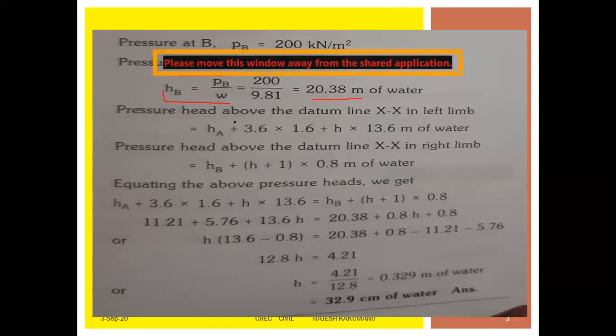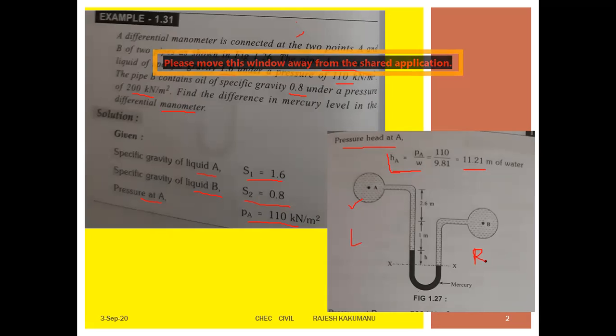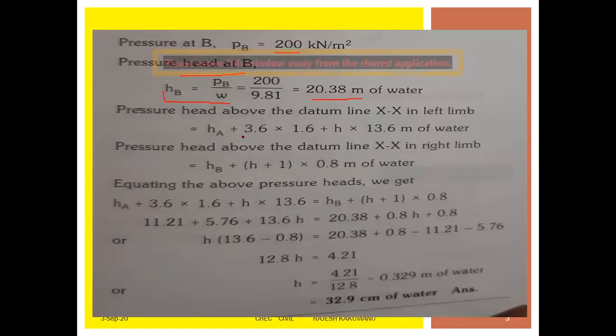Okay. Now the pressure head above the datum line XX in the left limb. See from the figure, the left limb. So this is the left limb, this is the right limb. Okay, the problems are very simple. Just differentiate the left limb and right limb, see the datum line above and below, and right side limb and left side limb. So you can easily get the values here.